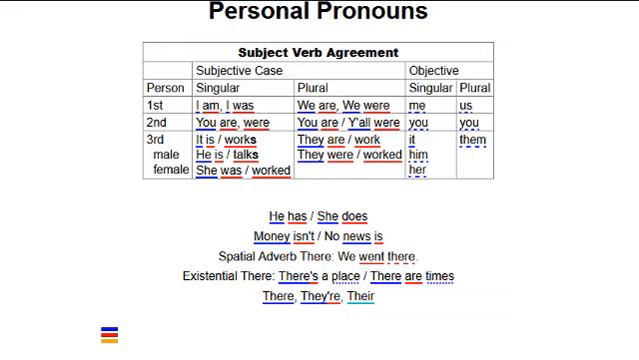Note that a common spelling error is the confusion of the contraction of they are, "they're," with the possessive "their," "there," and the existential "there are."